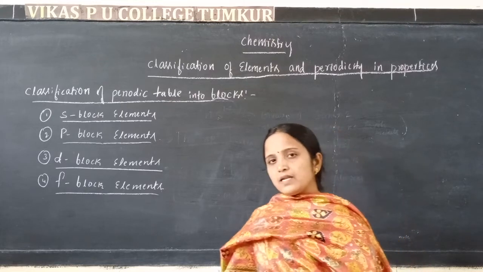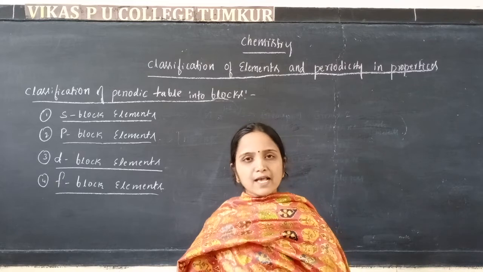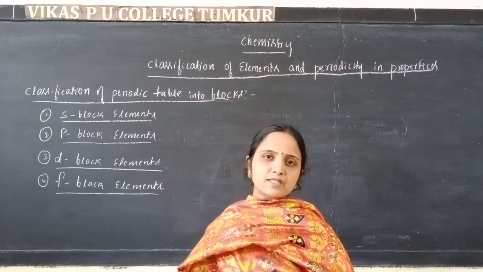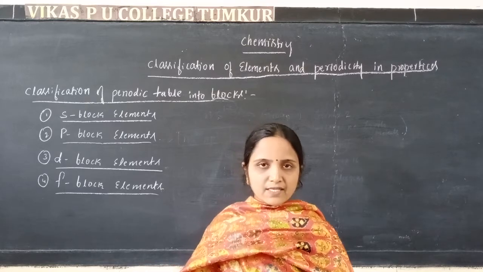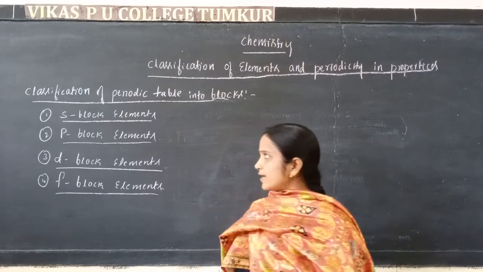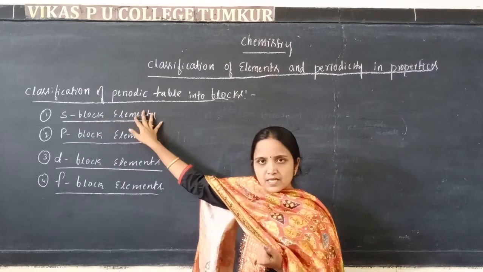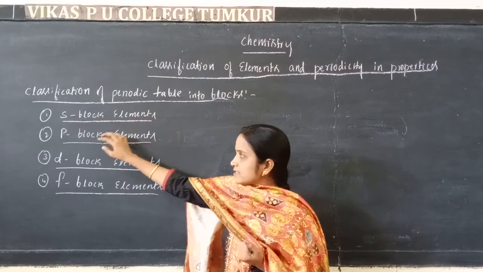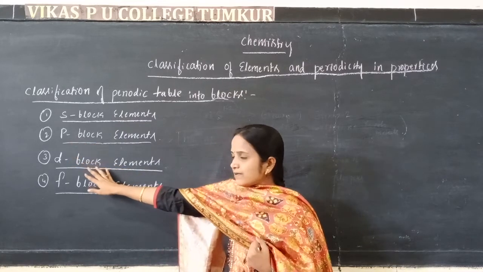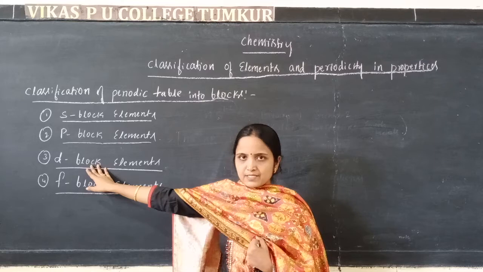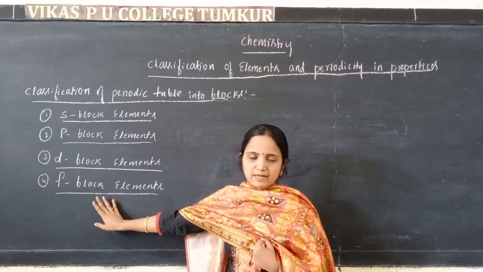The elements in the periodic table are classified mainly into 4 blocks. The first one is S block elements. The second one is P block elements. The third one is D block elements, and the fourth one is F block elements.